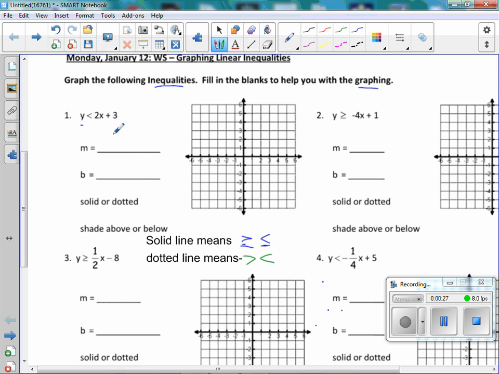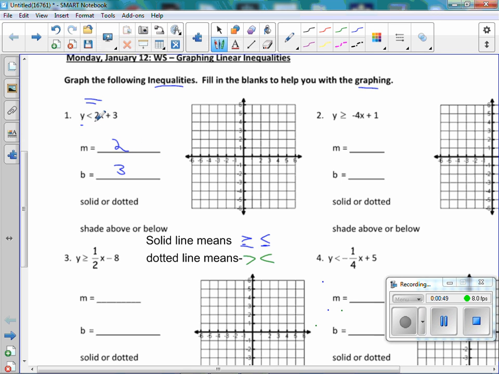Now, graphing inequalities is very similar to graphing equalities. Equality would mean there would be an equal sign there instead of a less than or greater than sign. So we still have 3 as the what? The y-intercept, which is the b. And we still have 2 as our slope, which is the m.